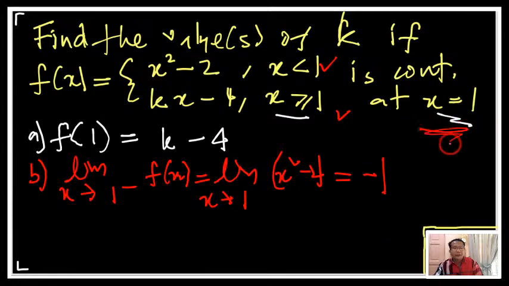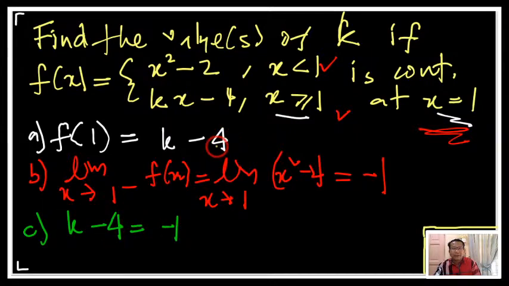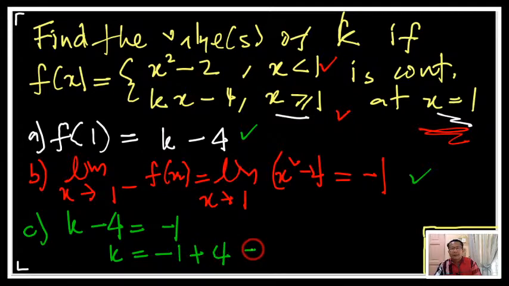It is continuous, right? So from C, k minus 4 must be equal to minus 1 because continuous. If continuous, this one must equal this one, right? So k is equal to minus 1 plus 4, which equals 3. So you only have one value of k.